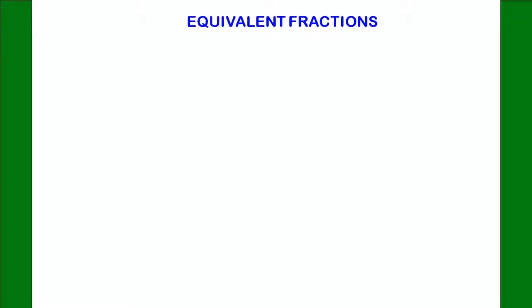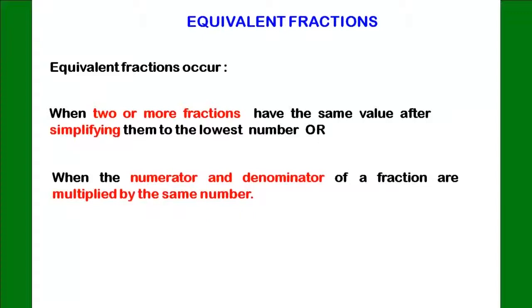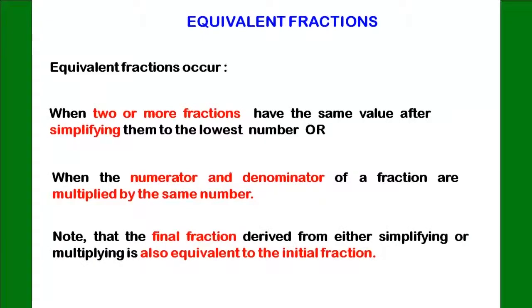Equivalent fractions. Equivalent fractions occur when two or more fractions have the same value after simplifying them to the lowest number. We can also derive equivalent fractions when we multiply the numerator and the denominator of a fraction by the same number. The resultant fractions will be equivalent to the initial fraction.